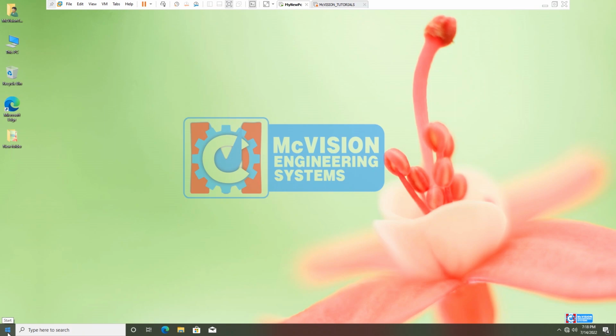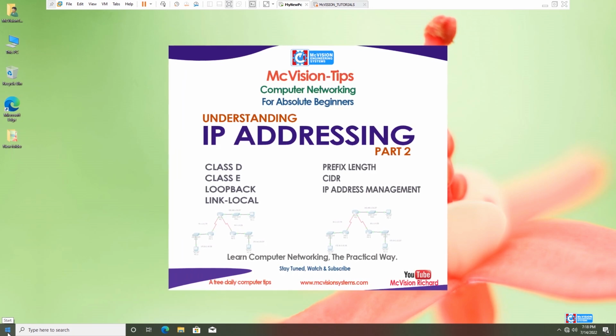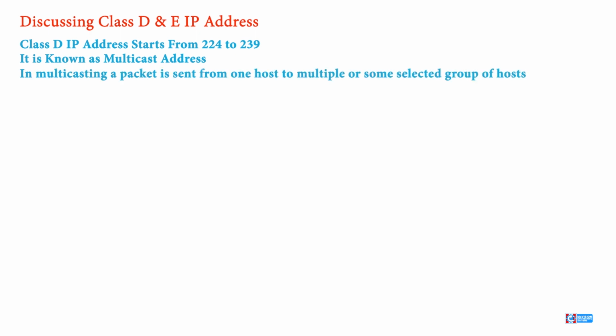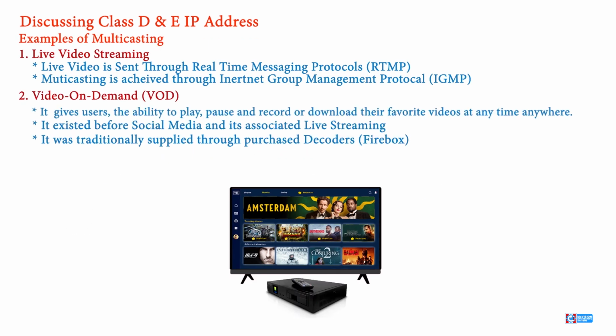To begin, let's take a quick recap on the previous lesson. In the previous lesson, we continued with part 2 of our IP addressing topic. We learnt about the Class D and E IP addresses. We learnt that the Class D IP address ranges from 224 to 239 and is mainly used for multicasting. Through this, we discussed briefly the modes of data transmission and gave some real-world examples of multicasting, which include live video streaming and video on demand.